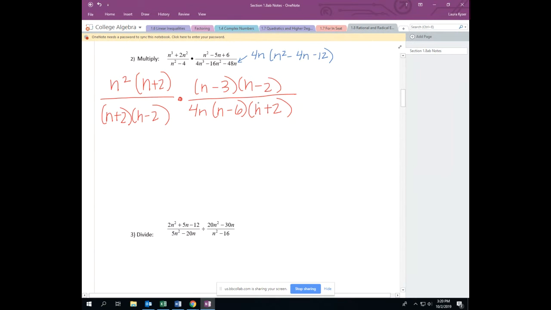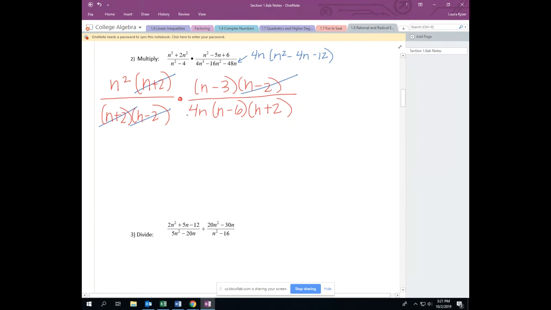For example, I have matching binomials n plus 2. And whether you take this one out or this one out, there's still going to be one left. So it doesn't matter which one you take. We also have matching binomials n minus 2. And then we have some monomial stuff, the 4n and the n squared. Remember, you could take whatever you need to out of those.